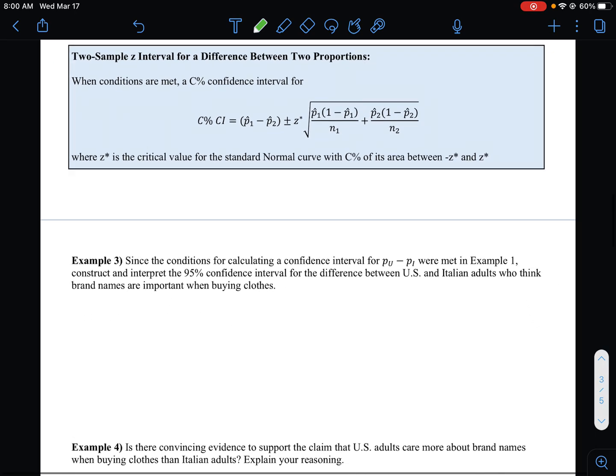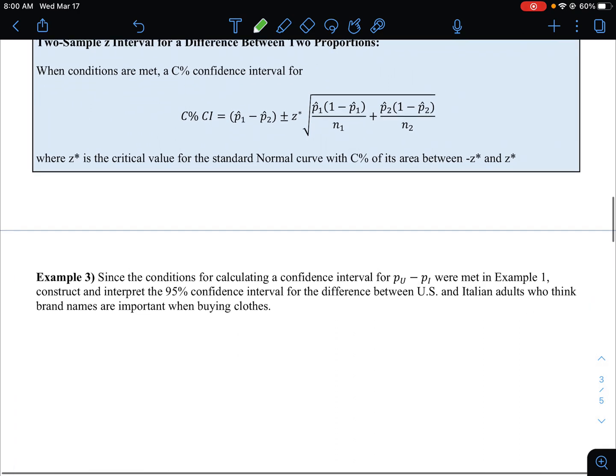Okay? So example 3 says, since the conditions for calculating the confidence interval for p of U minus p of I were met in example 1, construct and interpret the 95% confidence interval for the difference between US and Italian adults who think brand names are important. So we already did the conditions, okay?